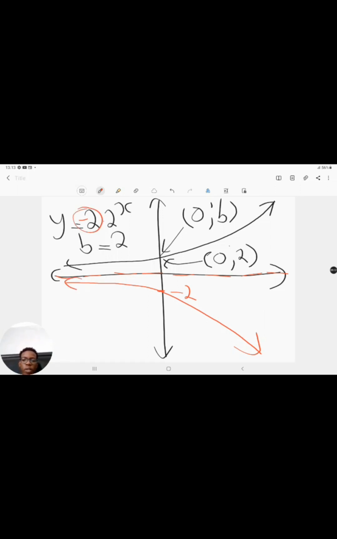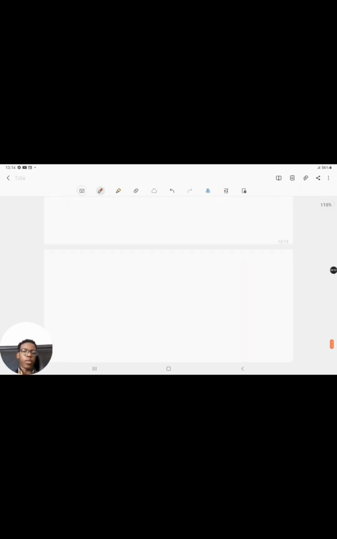So notice what the negative does. The negative only reflects your graph about the x-axis. If you look at this graph down here, this is a reflection of this graph up here. So that's all that it does. The behavior of b still does the exact same thing that we said in the previous video, but if it's negative, then it's a reflection of what you would have had on the other side of the x-axis. Okay, let's give you another example.